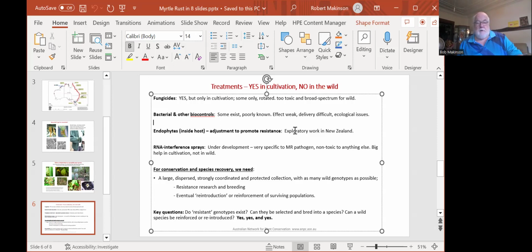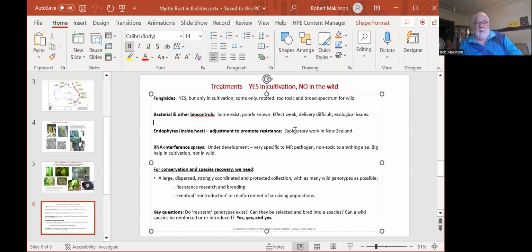And we need that because if we are to screen for possible resistance traits, we need a big library of material to draw on. The resistance may be rare, as it is in native guava. We haven't found any yet, but it's probably out there, but it may need amplification and sort of waking up for it to become an effective trait.